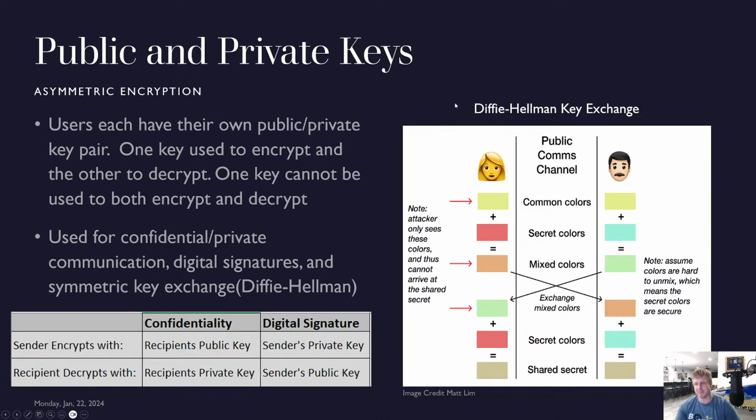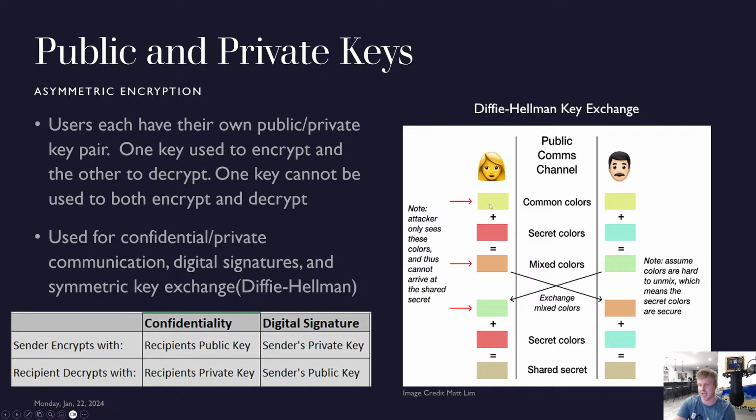All right, so your public and private keys. So this is your asymmetric encryption. So the big thing is the Diffie-Hellman key exchange. This essentially is how you take your public and private keys, which are very slow because you have one key to encrypt, one key to decrypt, but it is very secure.